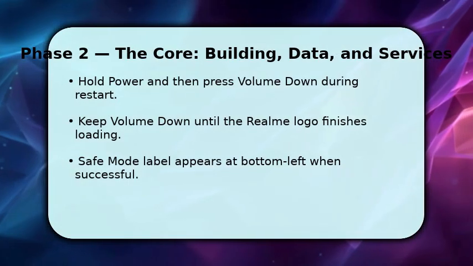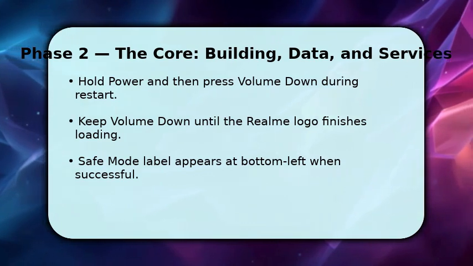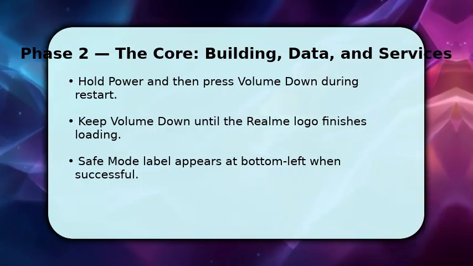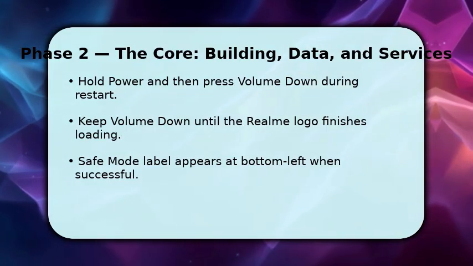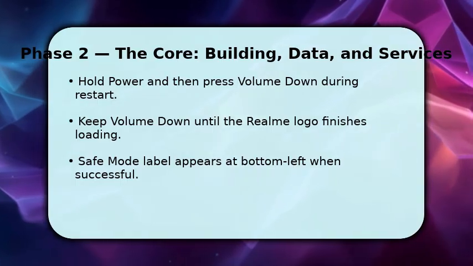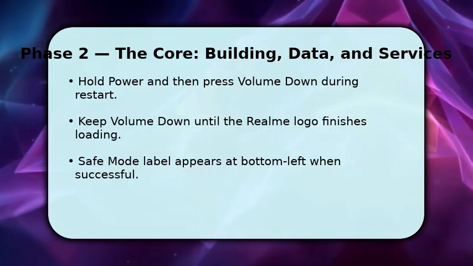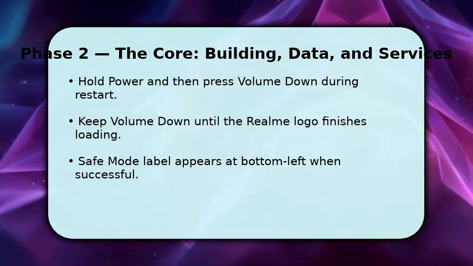Now reboot into safe mode. Press and hold power to turn the phone on, and as soon as the Realme logo shows, press and hold volume down. Keep holding volume down until the home screen loads. This forces Android to skip third-party apps. You'll know it worked when a safe mode label appears at the bottom left.